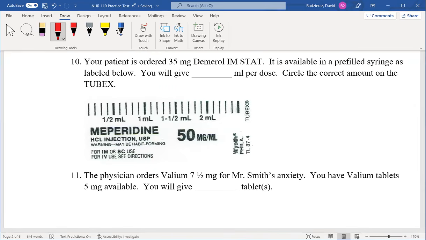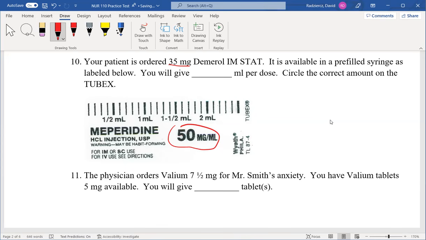All right, for number 10, same thing as the previous one. We're doing a Tubex, so we're circling. We have an order of 35 milligrams. And then we have available, I guess we're going to assume that meperidine and Demerol are the same thing. Just don't get hung up on if somebody used the wrong label.